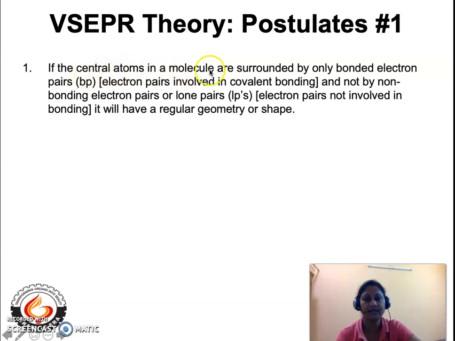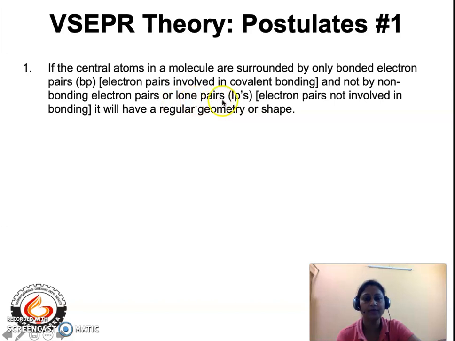If the central atom in a molecule is surrounded by only bonded electron pairs. So what do you mean by bonded electron pairs? It means the electrons of the central atom that are directly involved in bonding with the surrounding atoms. Now, such a central atom has no lone pair.